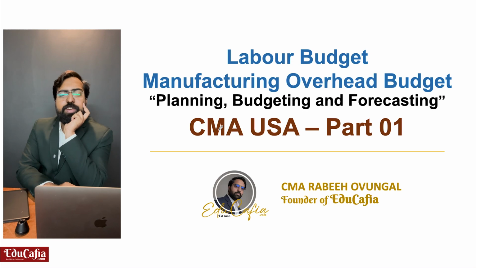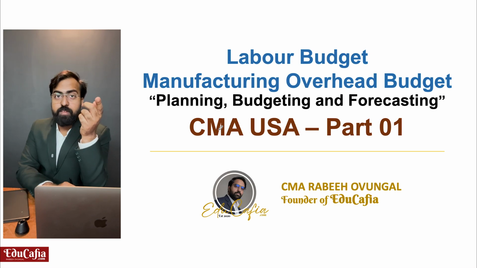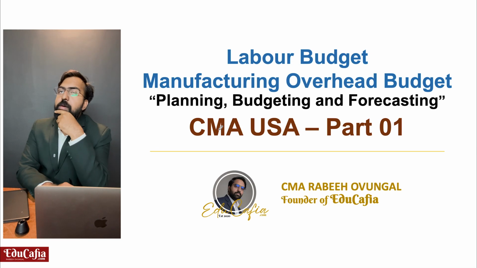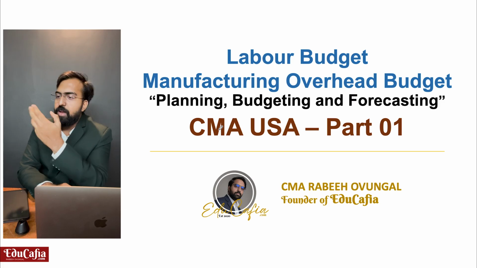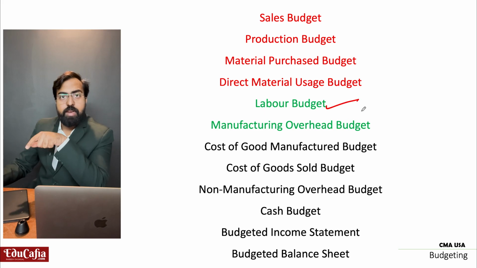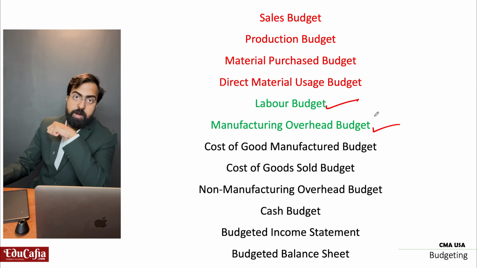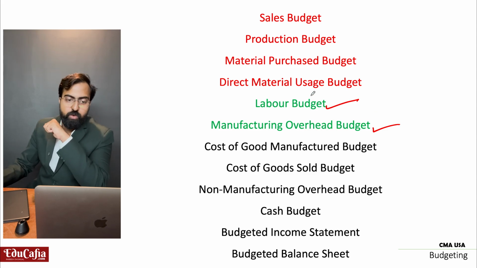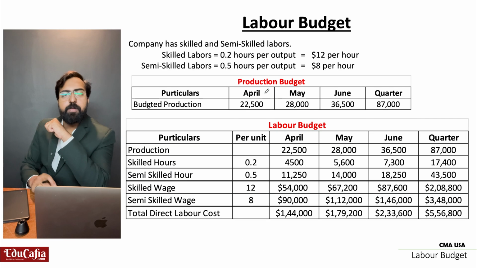In the last video, we discussed the purchase budget, what to purchase, and the material usage budget. So we have material with us. Now we have to produce, so we need to know the labor budget. Then we are going to discuss the manufacturing overhead budget. First of all, the labor budget.